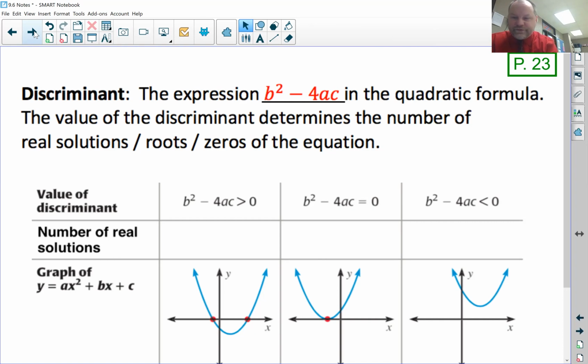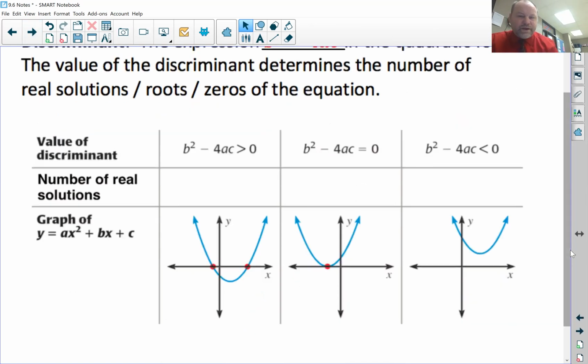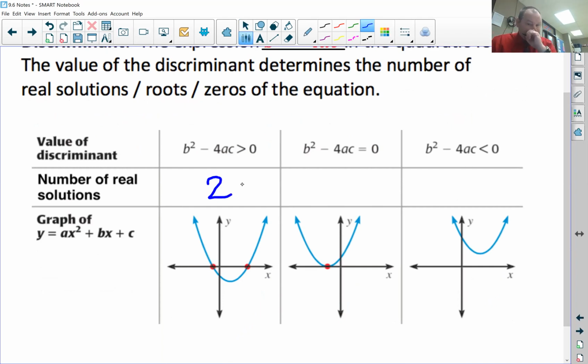So if b squared minus 4ac is positive, if it's greater than 0, we get 2 real solutions. And that graph would have to look like the one shown here in the table. It could also open down if a was negative. But it would cross the x-axis twice.